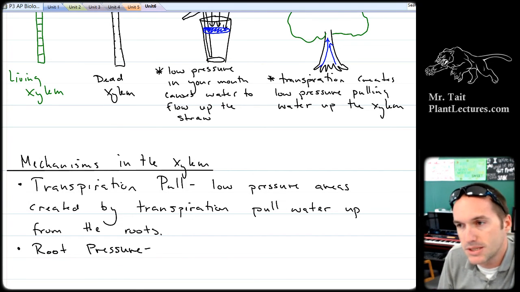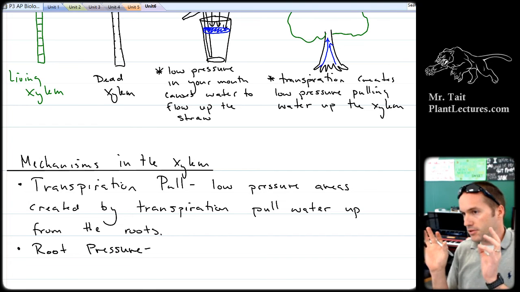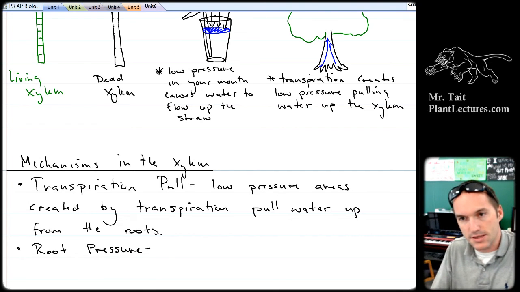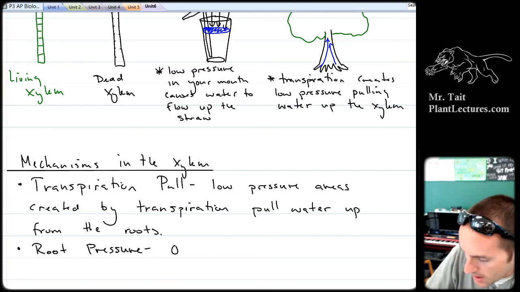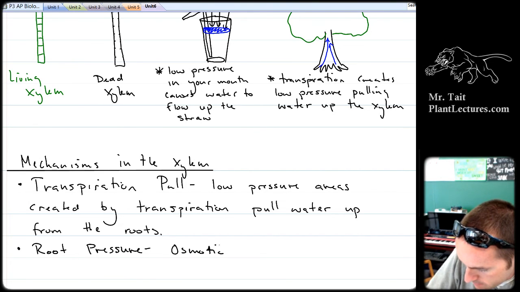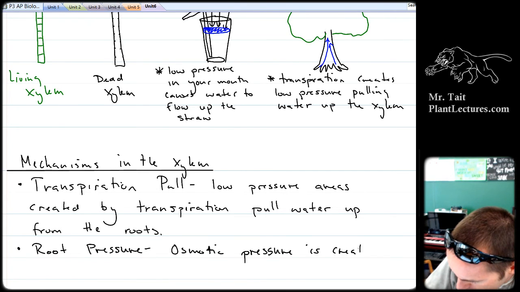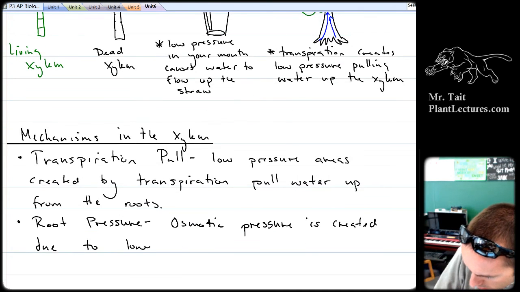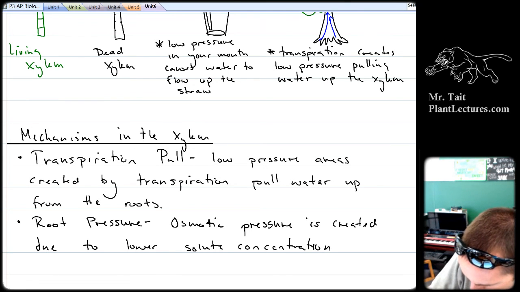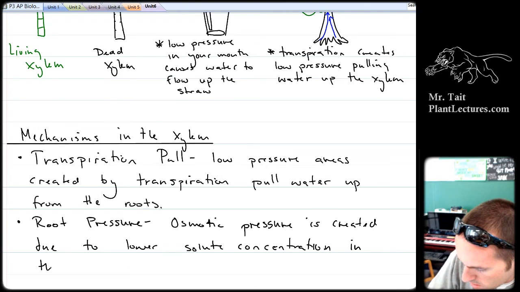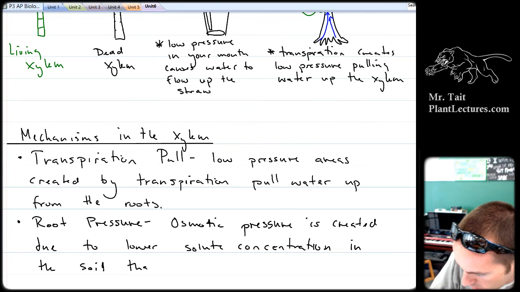And we know that osmosis is always going to have water move from an area of low solute concentration into an area of high solute concentration, right? So we can say that osmotic pressure is created due to lower solute concentration in the soil than the roots.